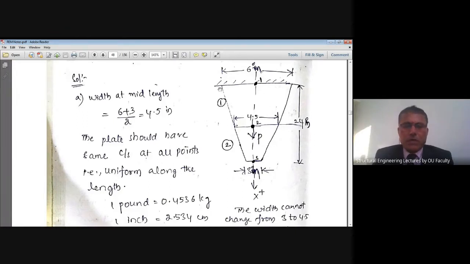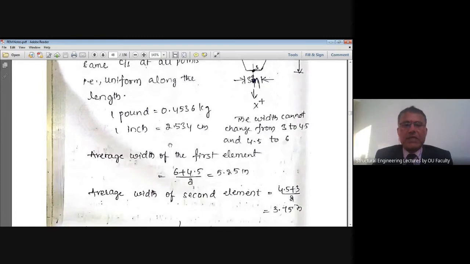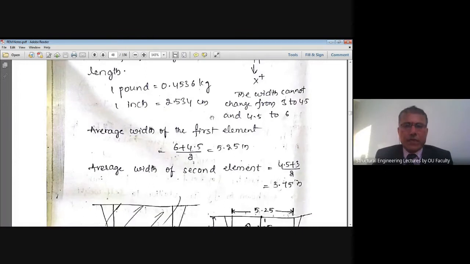That is how the width is varying from 6 inch to 3 inch. Hence, at mid length of 12 inch, what is that width? I'll interpolate. Upon interpolation, I'll get (6+3)/2, meaning 4.5 inch. At that width of 4.5 inch, the concentrated load is acting in the downward direction, at a length of 12 inch from the top. We also know that 1 pound is equal to 0.4536 kg and 1 inch is equal to 2.54 centimeters.